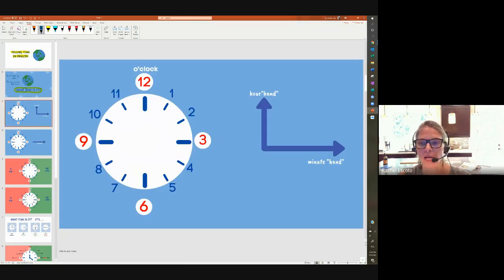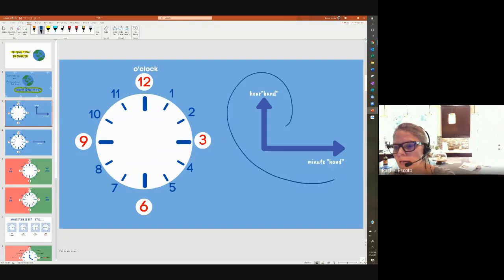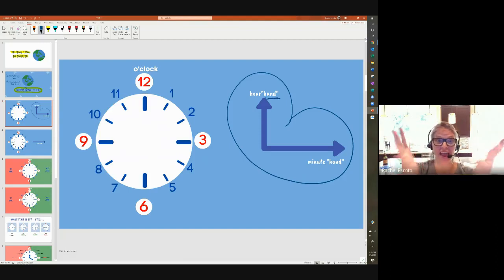So on a clock, we usually have these things here, right here. They look like arrows, but we call them hands. They're called the hands, just like these, the hands of the clock. And we have the hour hand and we have the minute hand. The short one is the hour hand. The long one is the minute hand.